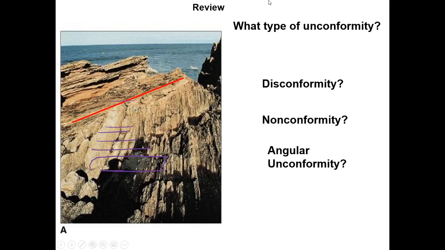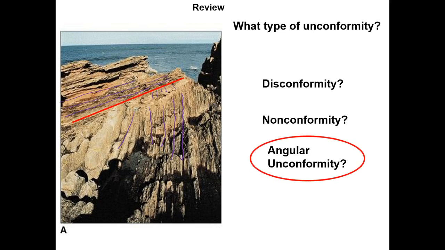Sycamore Point. So that's again a different angle. You can see the rock layers here are almost vertical, and they're coming into contact with rock layers that are like this. So you can see that right here, that's the angle of the bed, and the angle of the bed here is like that. So they're different. You know that's an angular unconformity.